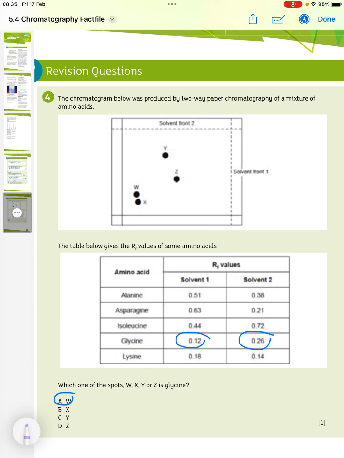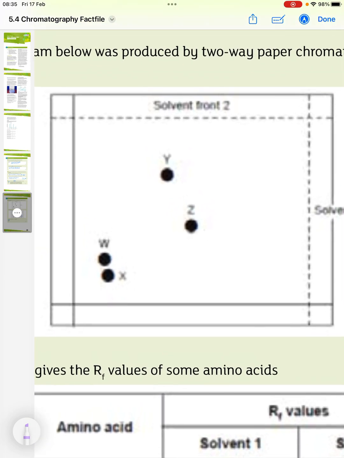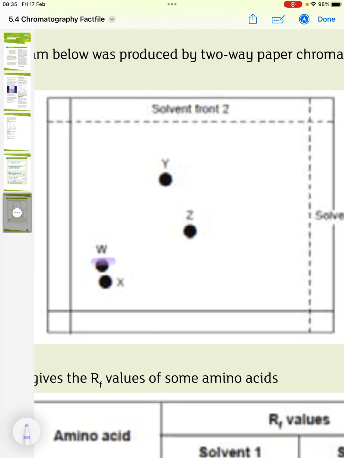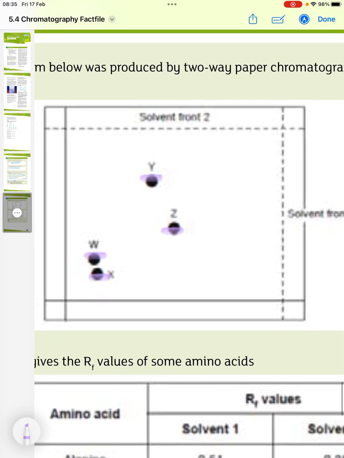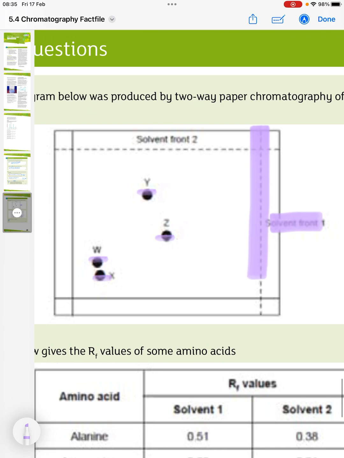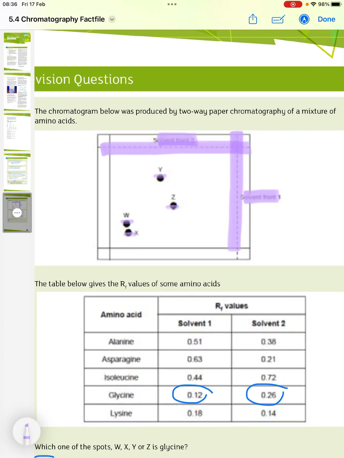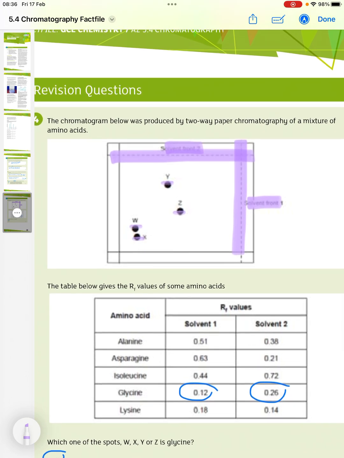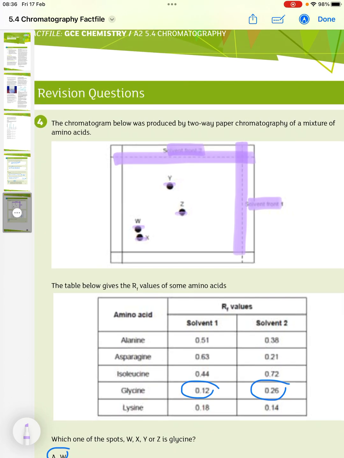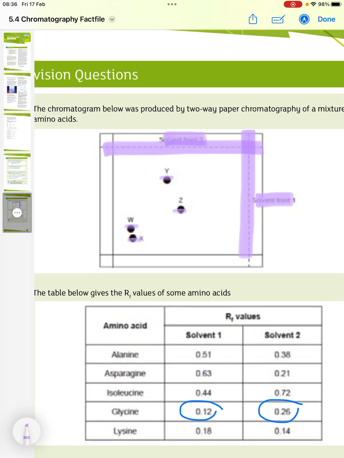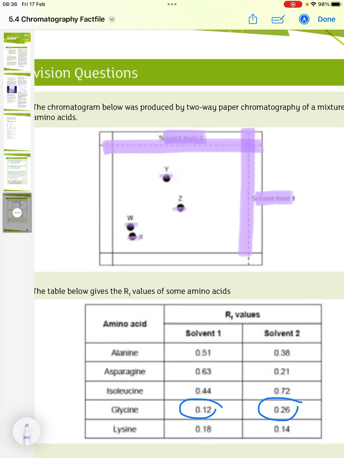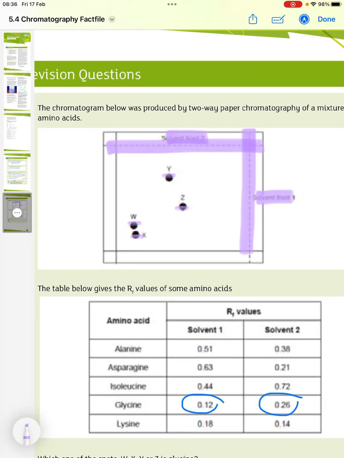Okay, and then number 4, the chromatogram below was produced by two-way paper chromatography of a mixture of amino acids. And what we have here is different spots, W, X, Y, and Z, and then 2 solvent fronts. So solvent front 1 is here, and solvent front 2 is here. Now, in this, you just need to get your ruler out and have a bit of a go at working out the RF values.